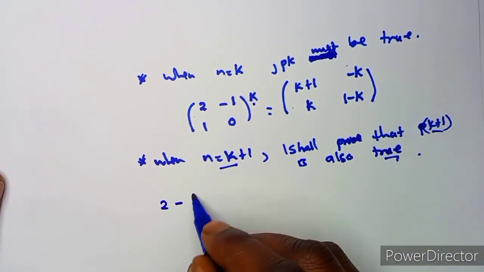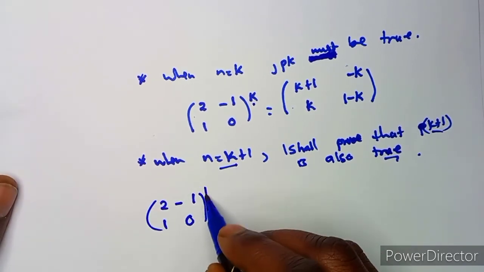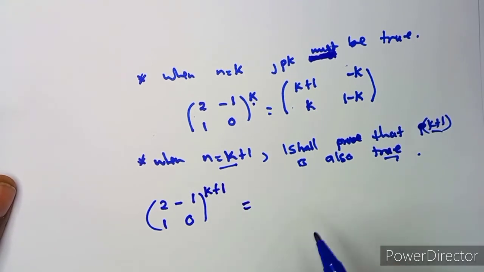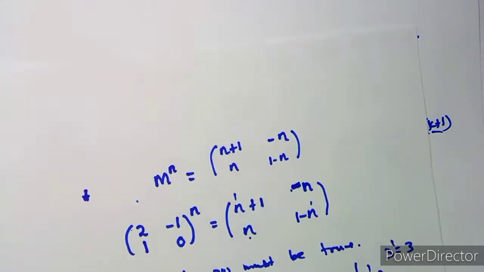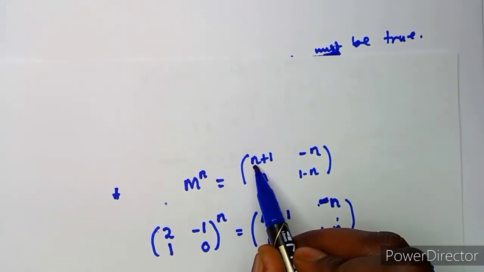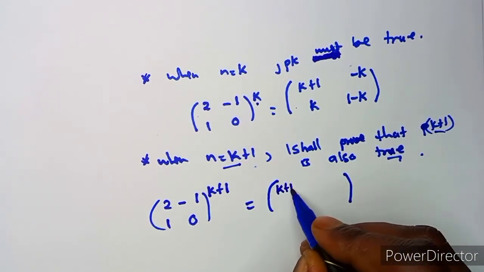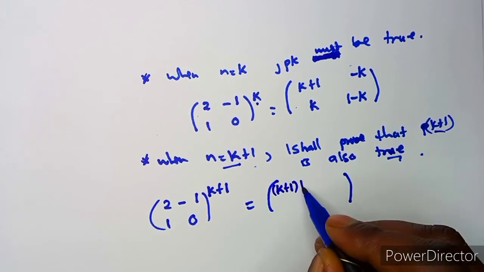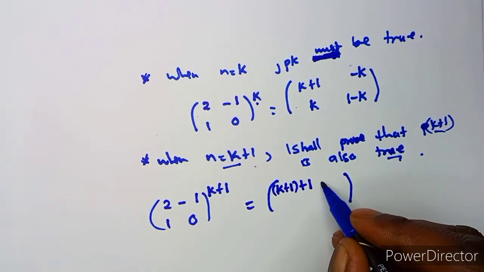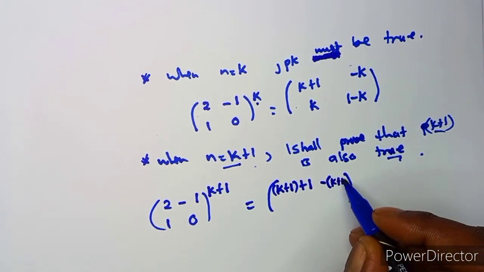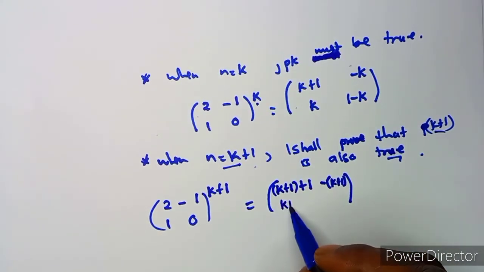Remember this, it was your n, so it's just the same here, guys. So it's going to be the matrix 2, minus 1, 1, 0 to the exponent of n, which is now k plus 1. Let's take note of this bracket. This is your n, which is k plus 1, so this is going to be k plus 1, plus 1. This is minus n, which is minus k plus 1. All right, this is n, which is k plus 1.